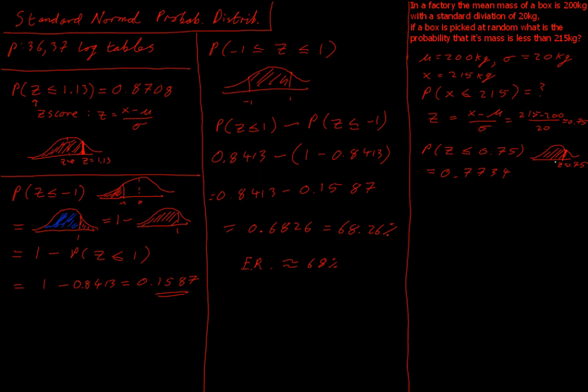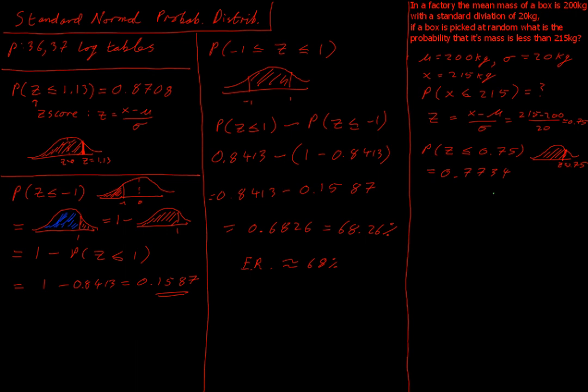0.7734. Now what does that mean? It means that the probability of picking up a box and its mass being less than or equal to 215 kilograms is about 77%. So I'm 77% of the time, roughly, going to pick up a box and it's going to be less than or equal to 215 kilograms in mass.